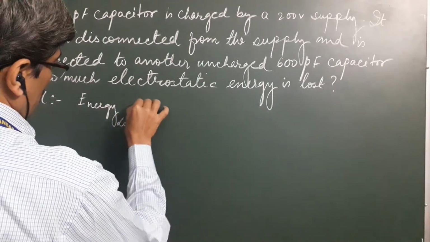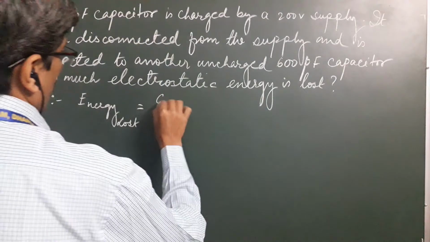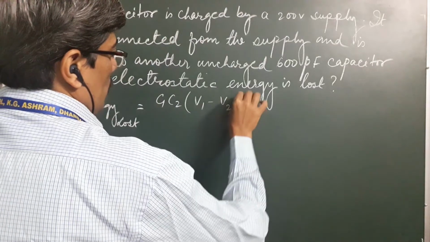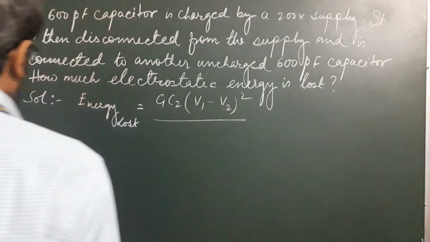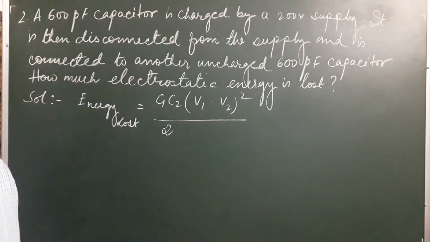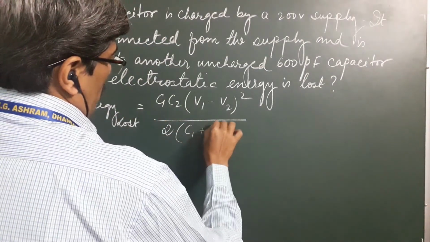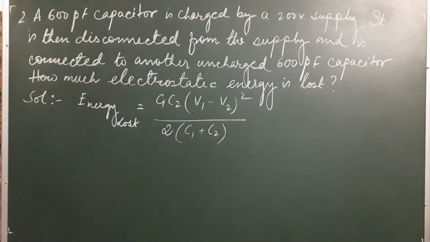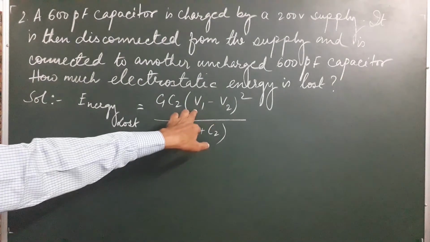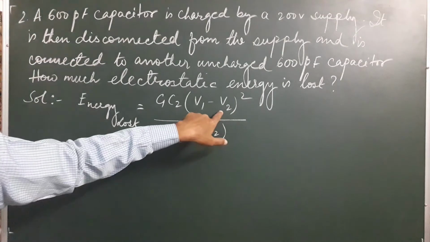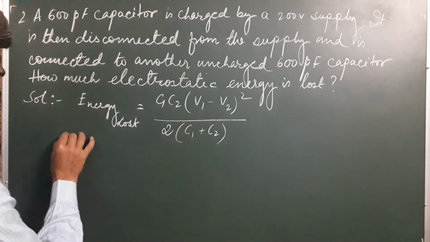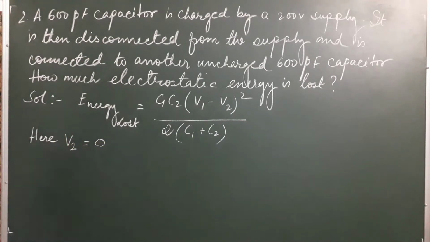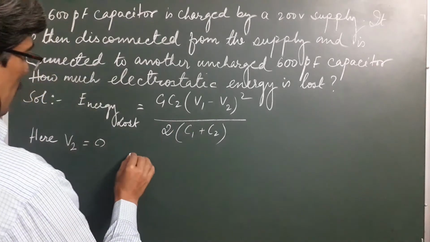Energy lost is written as C1 C2 (V1 - V2) whole square by 2 (C1 + C2) within brackets. V1 is the initial potential or potential difference. V2 is the final potential difference. Here, since the second capacitor is uncharged, V2 equals 0. Now you simply need to put the values.